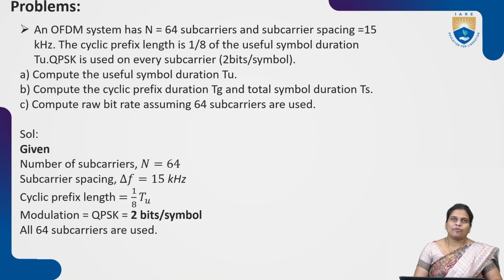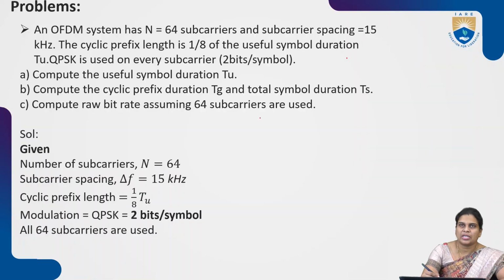Now the next problem: an OFDM system has N equal to 64 subcarriers and subcarrier spacing equal to 15 kHz. The cyclic prefix length is 1 by 8 of the useful symbol duration Tu. QPSK is used on every subcarrier, that is 2 bits per symbol. So first, how to determine this? Compute the useful symbol duration Tu, compute the cyclic prefix duration Tg, and the total symbol duration Ts. Compute the raw bit rate assuming 64 subcarriers are used.